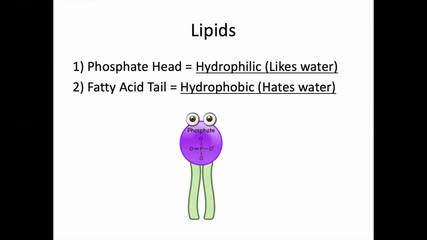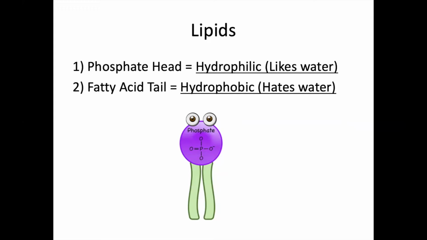So let's talk about those lipids, since that's what makes up a majority of your cell's membrane. It is made up of two different pieces, the phosphate head and the fatty acid tails. And no, the phosphate head doesn't actually have eyeballs. I just thought it was cute. The phosphate head is what we know as hydrophilic. You may also hear it referred to as polar. Hydrophilic or polar both mean that it likes water.